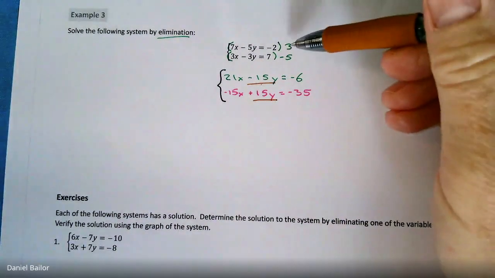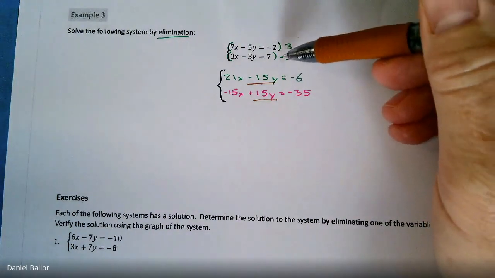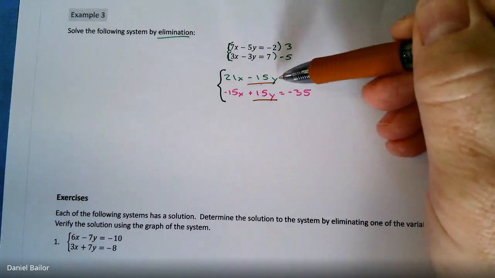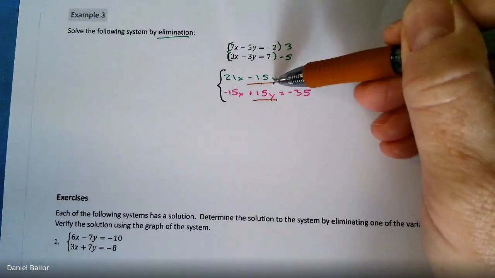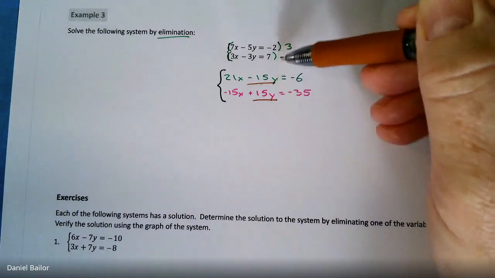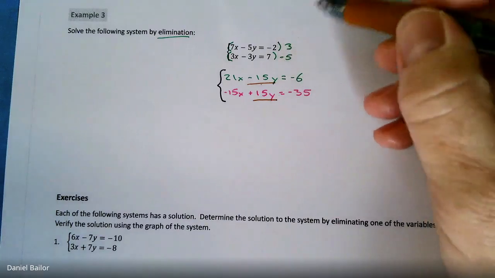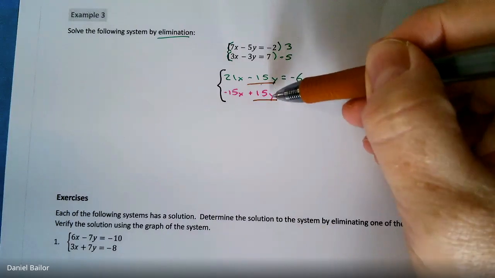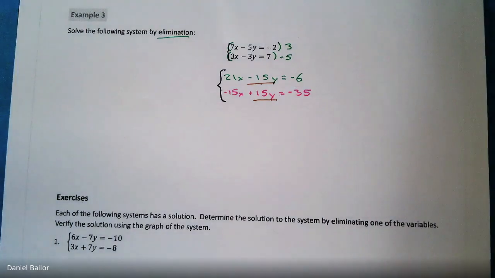You can see after I multiplied this equation by 3, it's the same line, just a different equation. So the equations are the same, they just look different. And these equations are the same, they just look different. But because they look different, because I multiplied by 3 and -5, now I have something to eliminate. I can eliminate the y term.